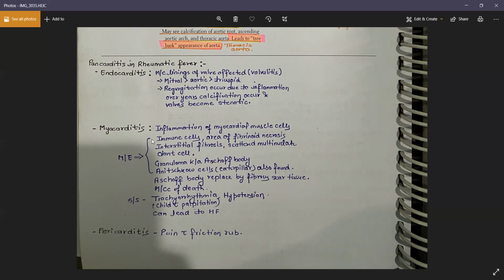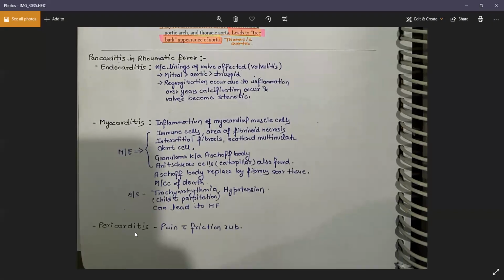And this myocarditis is the most common cause of death because, like I told you, whenever you have any remodeling of the heart, like a dilation happening in case of myocarditis, you can have arrhythmias, right? And the patient can die due to the arrhythmia. Very important.